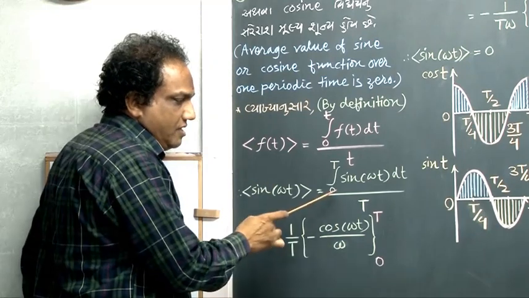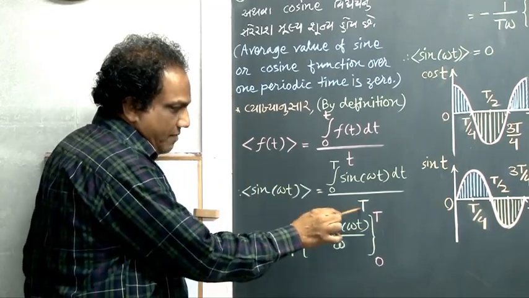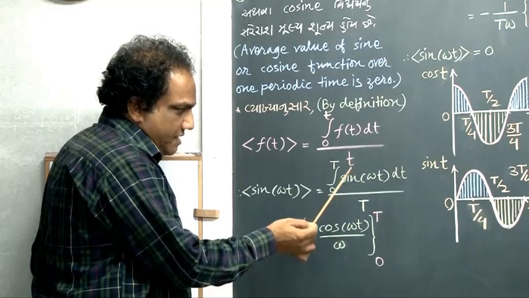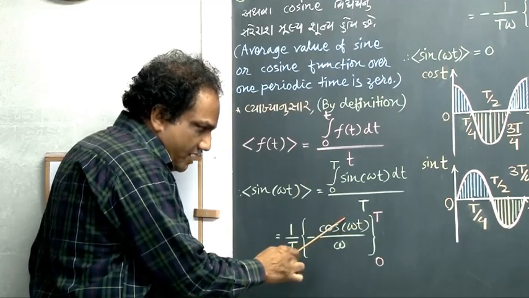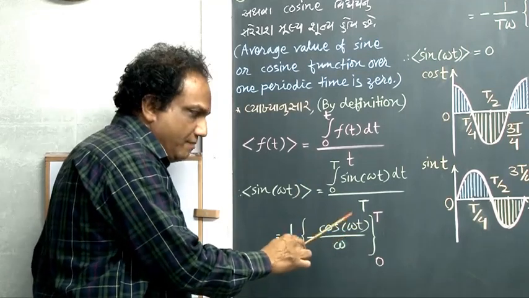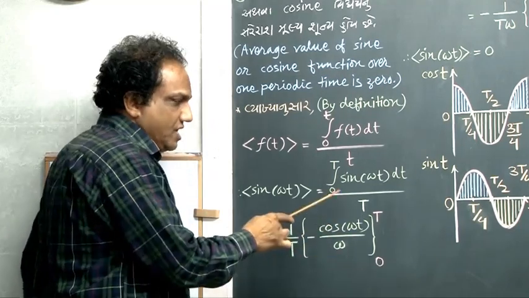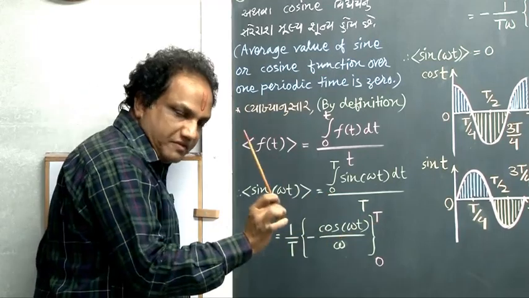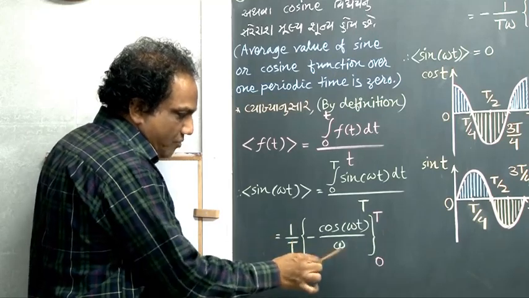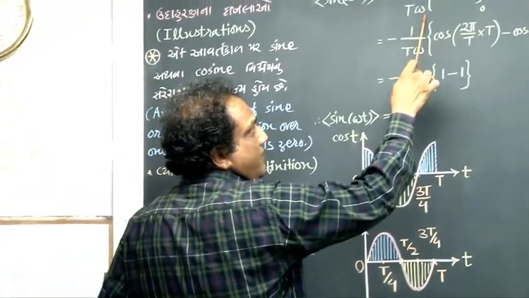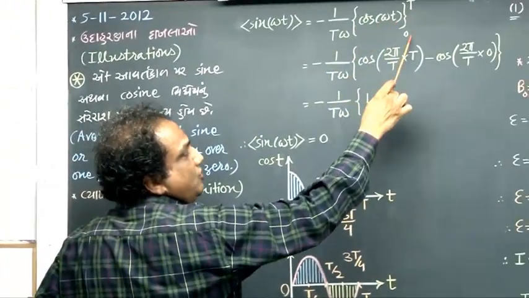And now what are the limits? Limits are 0 to capital T. I repeat, 1 upon capital T as it is. Then integration of sine is minus cos, and then we have to take the derivative of this part, which comes out to be omega, and we divide by omega, with limits 0 to capital T. Fine. Now we have minus 1 upon T into omega, and then cos of omega t from 0 to capital T.